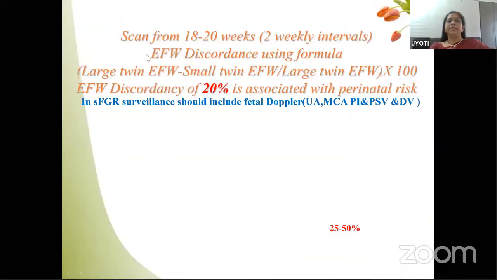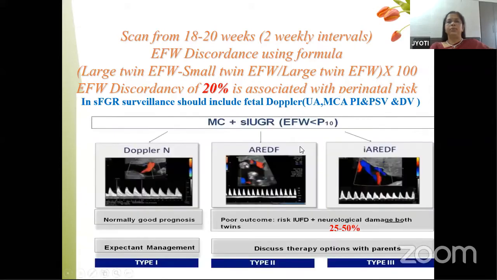So what do we do? We start scanning from 16 weeks, from 18 to 20 weeks, 2 weekly scan. At each scan, you do an estimated fetal weight. You find out the weight of the large twin minus weight of the small twin upon large twin into 100, and you find a discordancy of 20%. You find that there will be a perinatal risk. In addition, you should do the fetal Dopplers, umbilical artery, middle cerebral artery, PI, PSV, ductus venosus. And you can classify these IUGR babies into type 1, 2, 3.